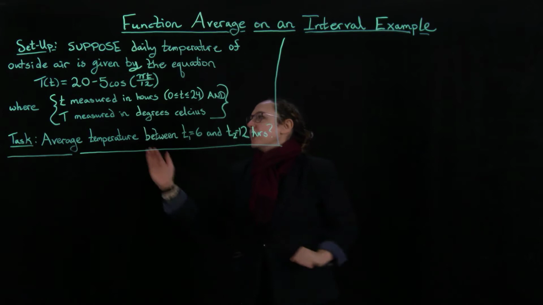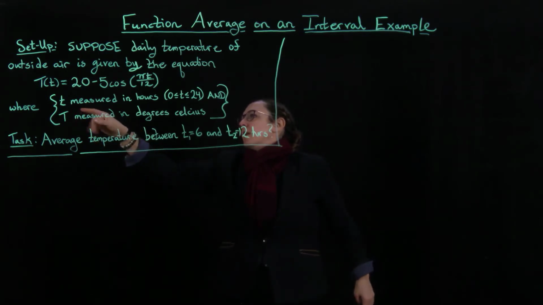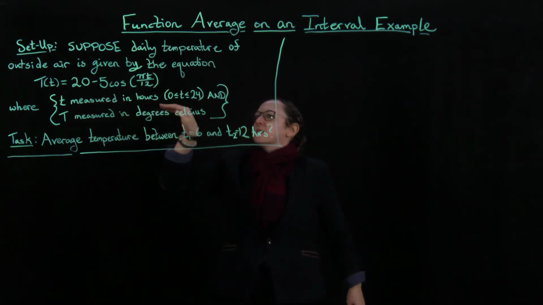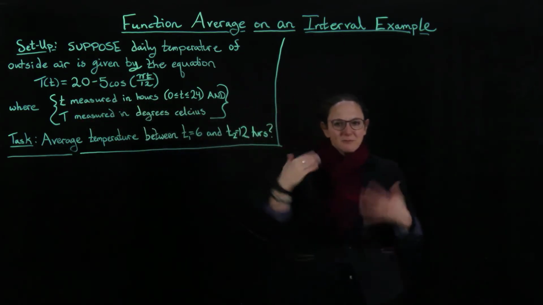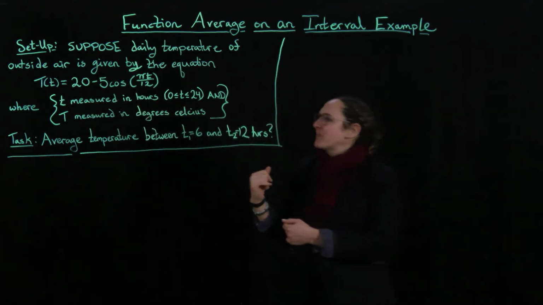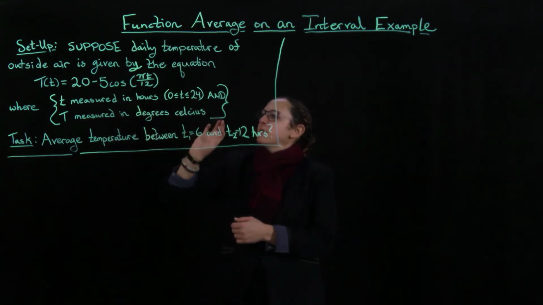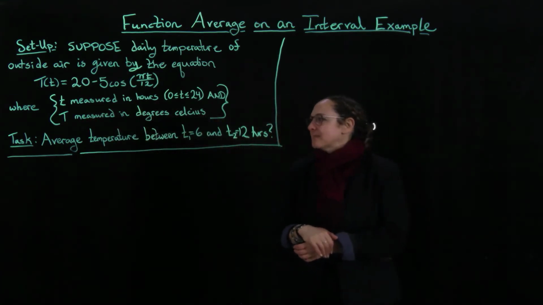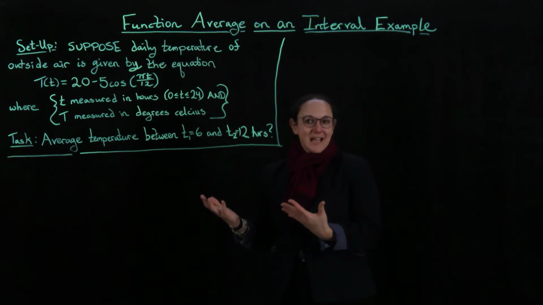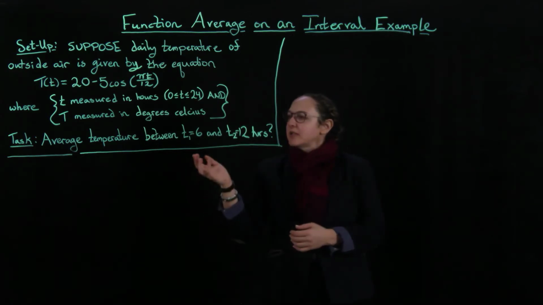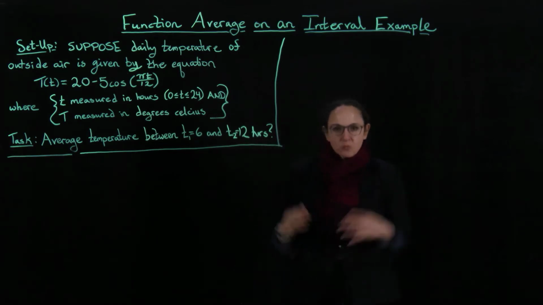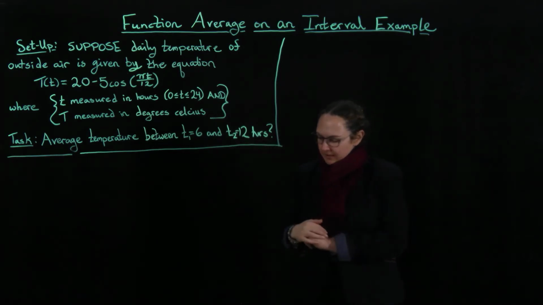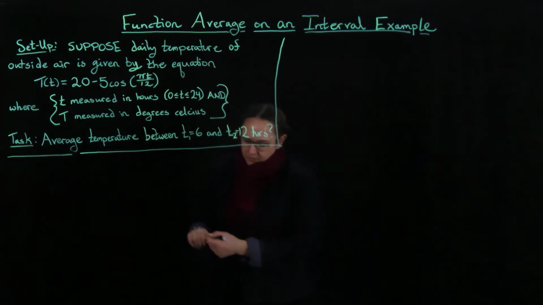I mentioned here also the units that things are measured in. Our time is measured in hours, really the hour in the day that it is, and the temperature is measured in degrees Celsius. Then the question is the average temperature between the time 6 hours and the time 12 hours. So we're on an interval. This should work, so let's start working our way through it.